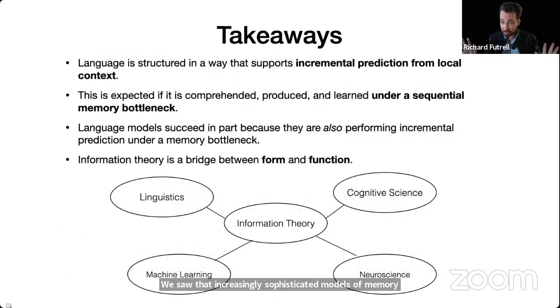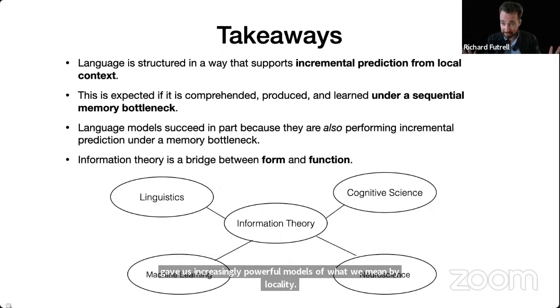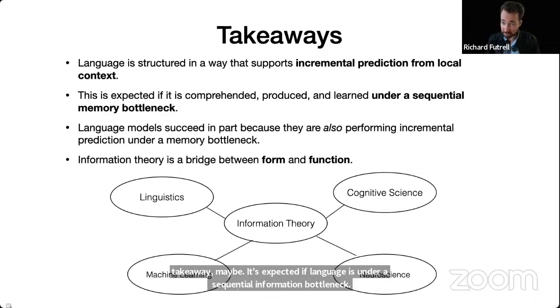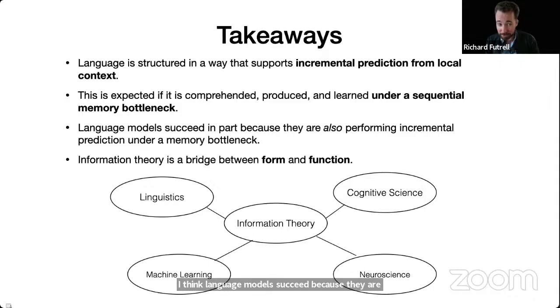Takeaways are, I think, language is structured in a way that supports incremental prediction from local context. Main takeaway, maybe: it's expected if language is under a sequential information bottleneck. I think language models succeed because they are also performing incremental prediction under a memory bottleneck. And overall, what we've seen is a bridge using information theory between the form and the function of language, where the function is determined by communication under constraints, and the form has to do with having a system that lets you communicate under those constraints.